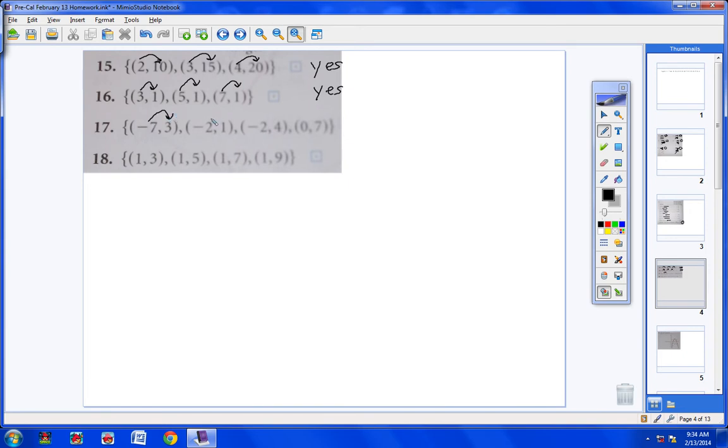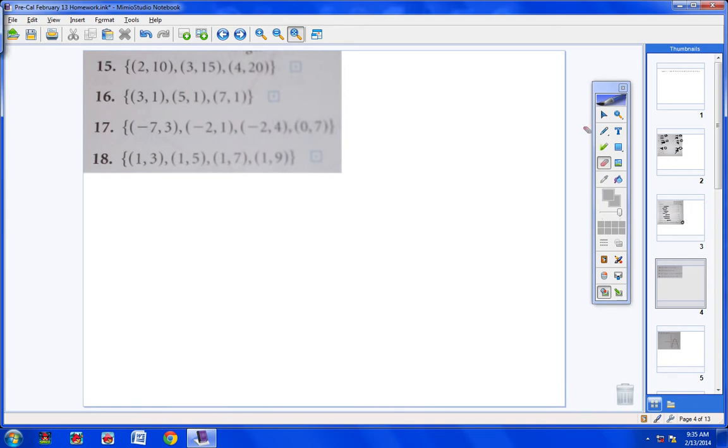-7 has one output, -2 has one output, -2, oh hold it, -2 gives me out a 1, and -2 also gives me out a 4. So no, this is not a function. Okay, 1 has one output, look right there, 1 has 4 outputs. 1 gives me out a 3, a 5, a 7, and a 9. So no, this relationship or correspondence definitely does not have a functional relationship.